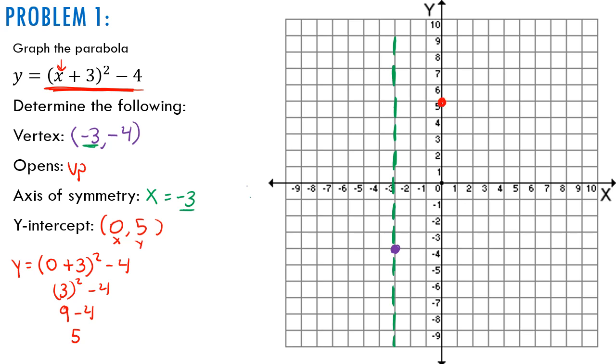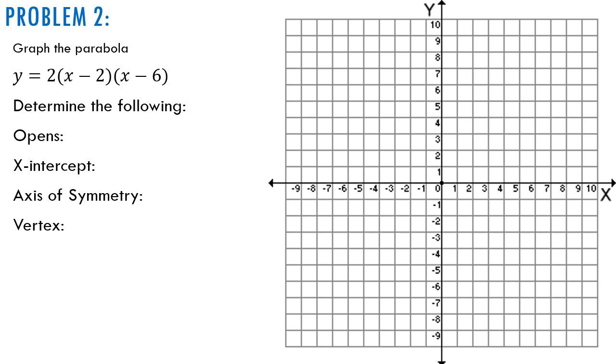Like I said earlier, I need 3 points. So to figure out the third point, I'm going to use my axis of symmetry. Once again, the axis of symmetry is in the middle of the graph. So if I have a point that's 1, 2, 3 to the right, there's another point 1, 2, 3 to the left. Now that I have my 3 points, I can graph my parabola.